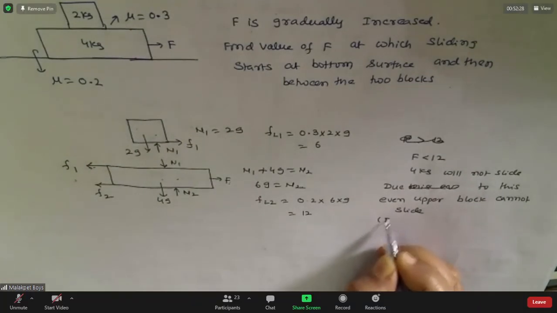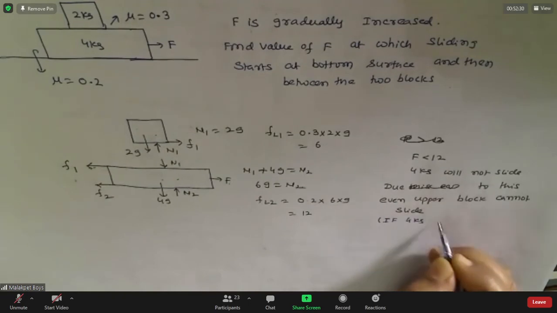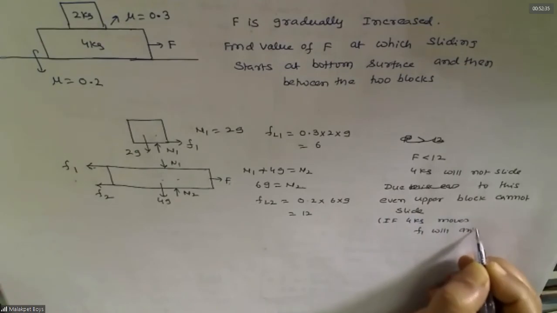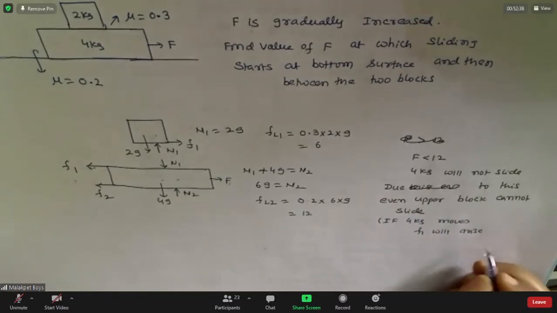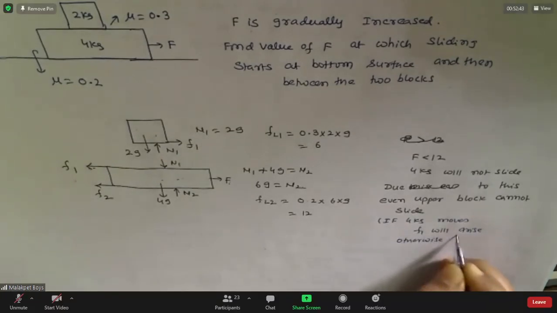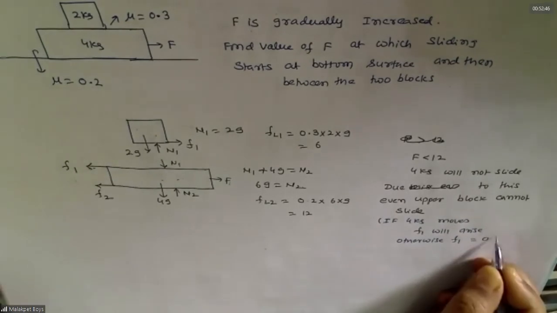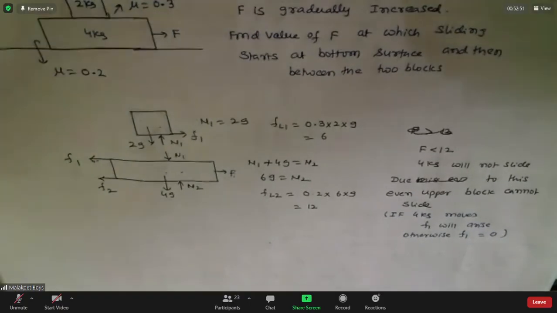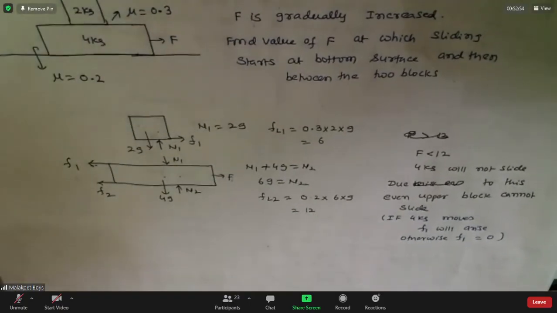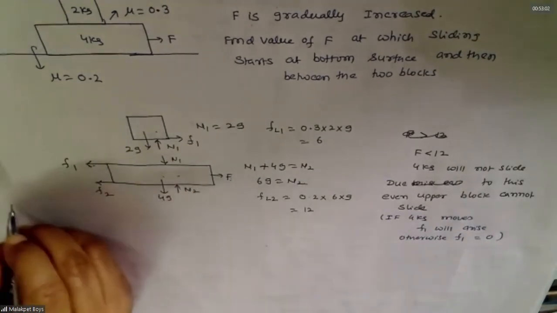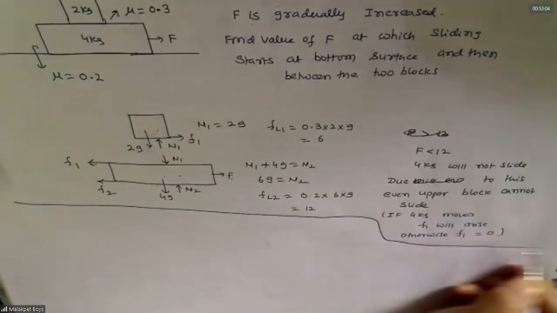If 4 kg moves, F1 will arise. Otherwise, friction will not be there, no? Because friction opposes motion, no? Do you agree or not? Friction always comes into role when there is relative motion. Any doubt till here, boys? Clear. So suppose the blocks move. Note down till here.